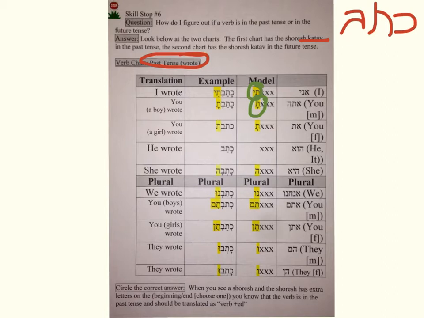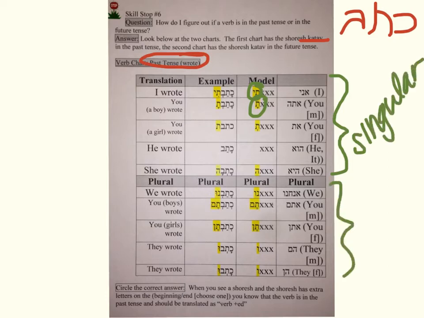You can follow the rest of the chart on your own to see how the words are altered to show past tense. The top half of the chart has all of the examples for singular, so all of those are dealing with one person, either male or female. And the bottom half of the chart is dealing with the plural. Also different groups of either men, women, or mixed.